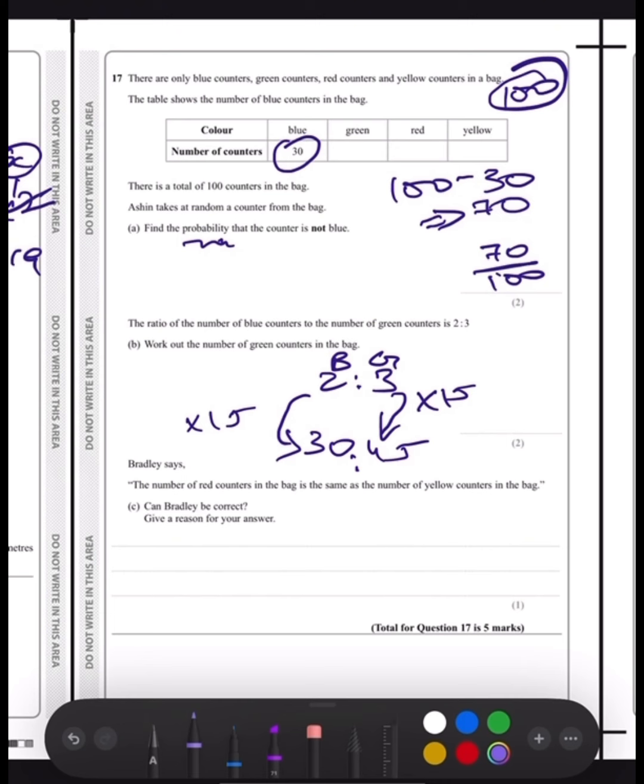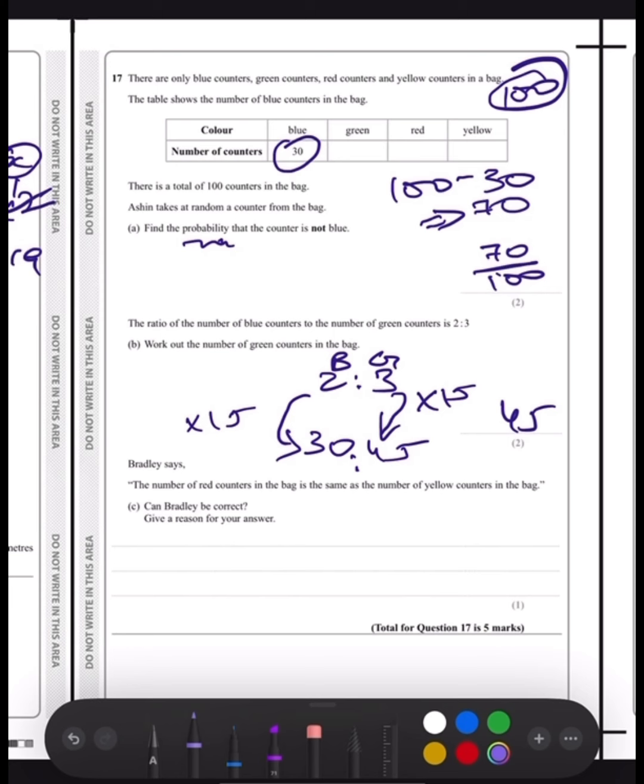Now, because they've only asked us for the green counters, we're going to write the answer for green. So we know that green is 45 counters. Okay, so I hope this question is clear to you guys.